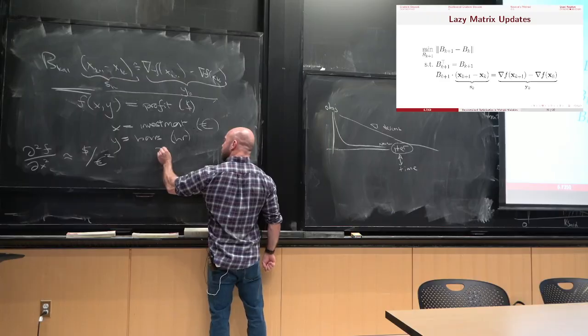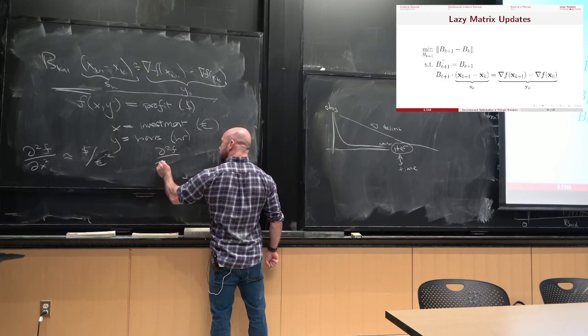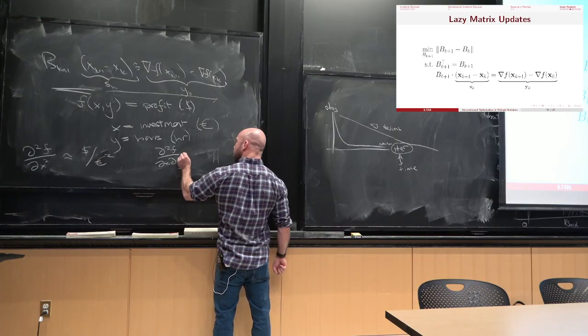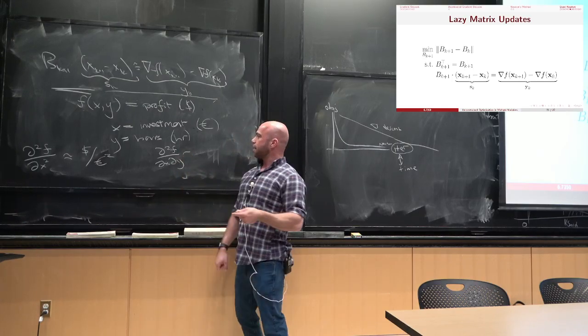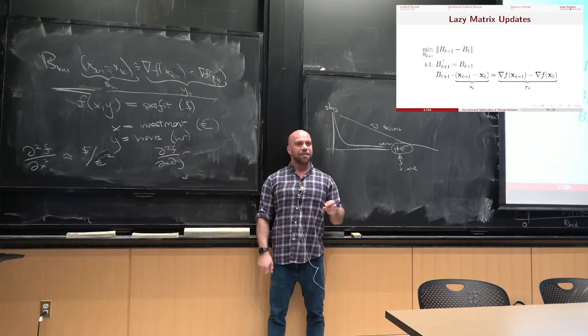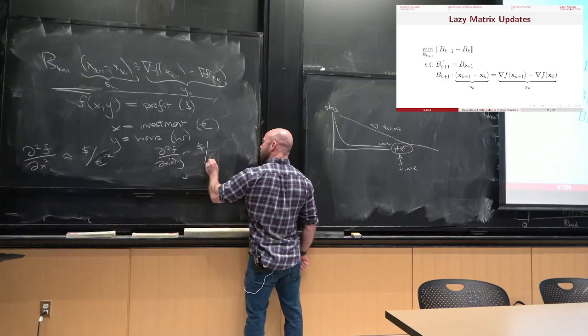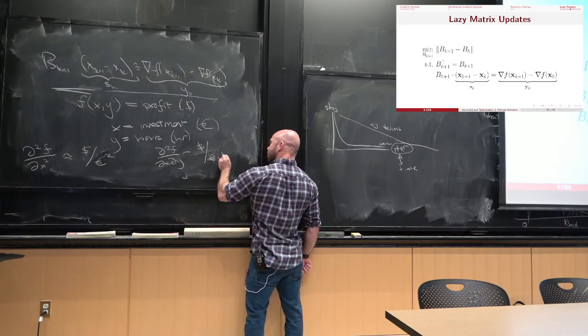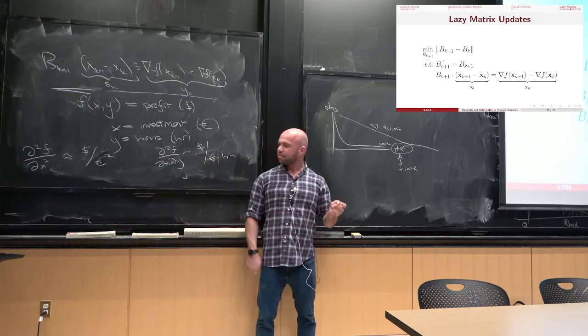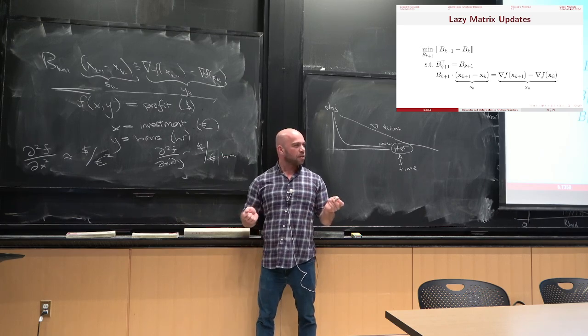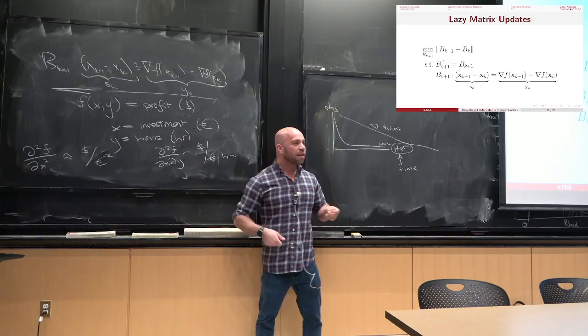Now, if I look at another element of the Hessian, like dx, dy, what unit is that object in? Yeah, dollars per euro hour. Which is like a good disco band name.